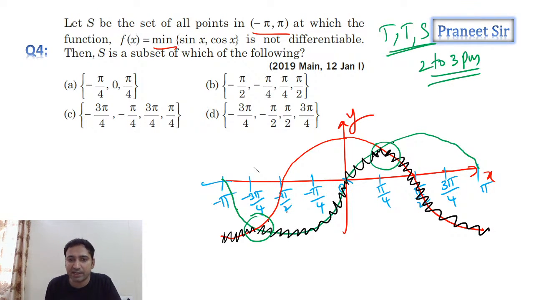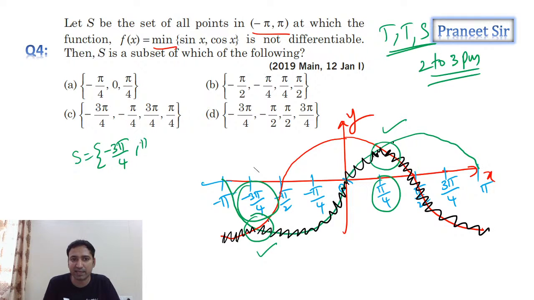Right. So guys, how many times are we getting a sharp edge? This is one time and this is one time. Where are we getting sharp edges? At pi by 4 we are getting a sharp edge and at minus 3 pi by 4 we are getting a sharp edge. So what he is asking is pi by 4. Yes, we got it as minus 3 pi by 4 comma pi by 4. So S is equal to minus 3 pi by 4 comma pi by 4.